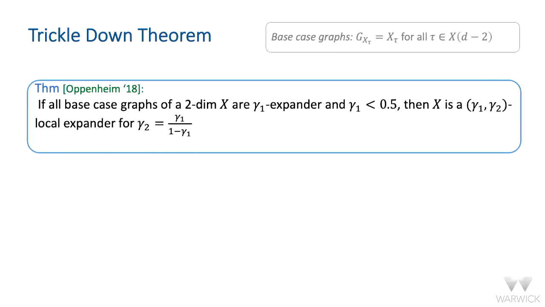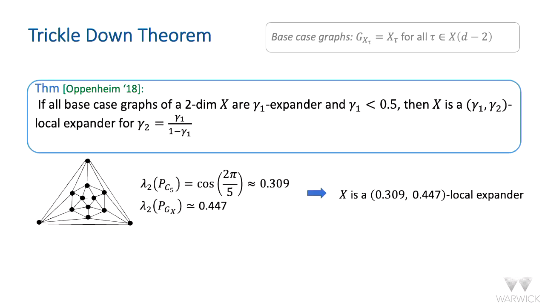It says that if, let's say you have a two-dimensional complex, and all base case graphs are gamma 1 expanders, and gamma 1 is less than 0.5, then X is a (gamma 1, gamma 2) local expander, where gamma 2 is gamma 1 over 1 minus gamma 1, okay? There is one extra condition that you need the complex to be connected, but I'm not going to get into that for the sake of this talk.